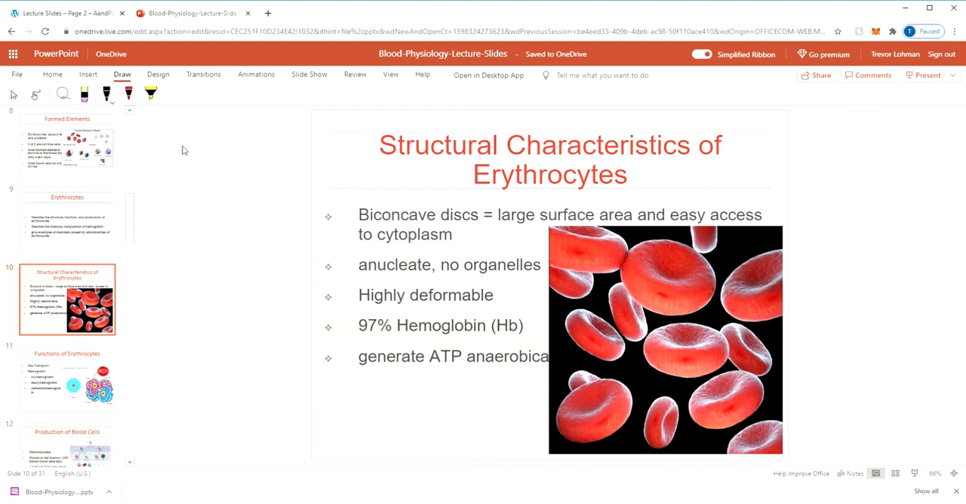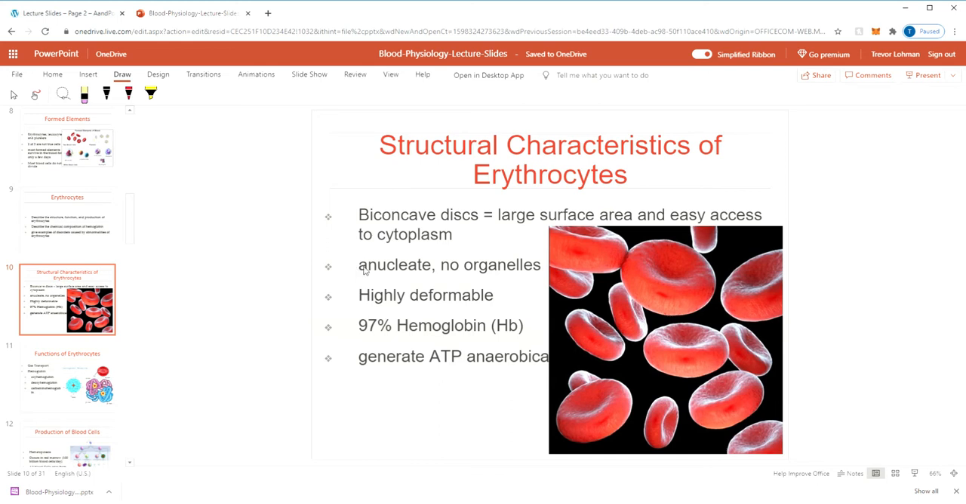So the way to do that is to make the red blood cell a biconcave disc because when it's shaped like that, and that's a bad drawing, there's no part that's too far away from the surface. So it's easy for hemoglobin to pick up oxygen and deliver it.